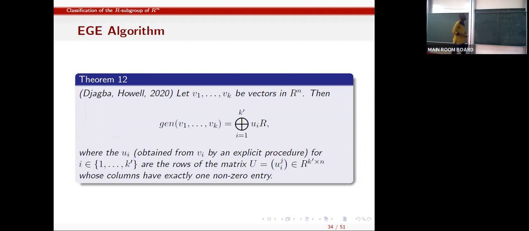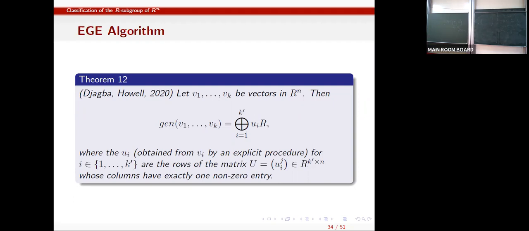V1 up to Vk, we arrange all those vectors in a matrix. So we want to generate the span of those vectors by some explicit procedure. And first of all, we need to get the reduced row echelon form of that matrix. That's the first step we need to do.